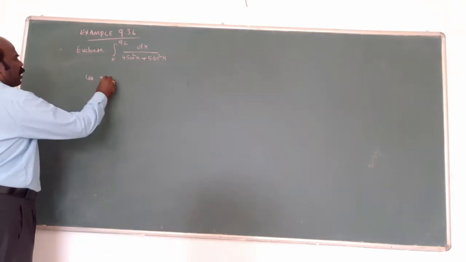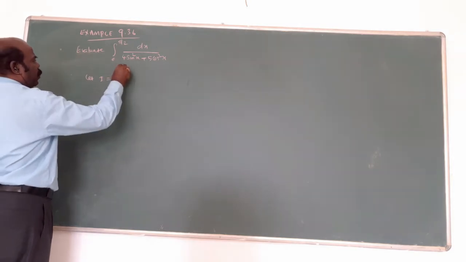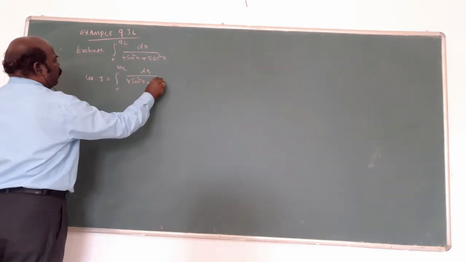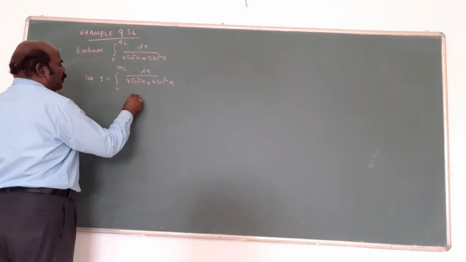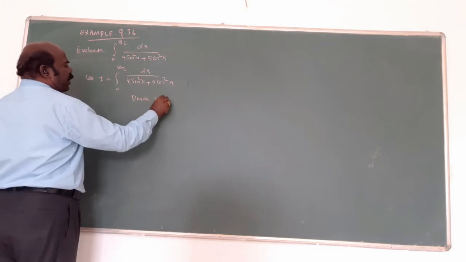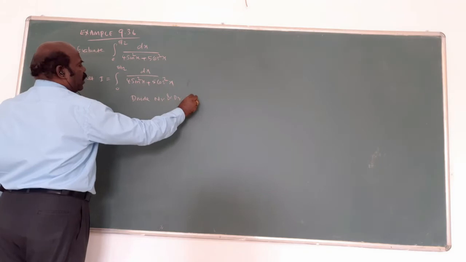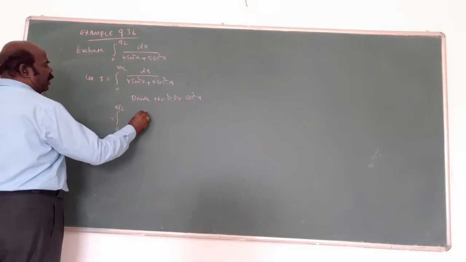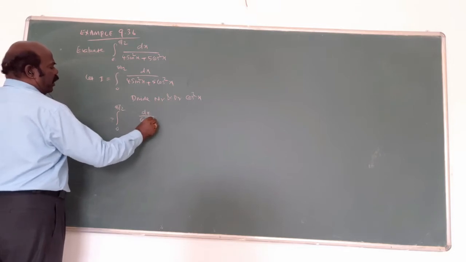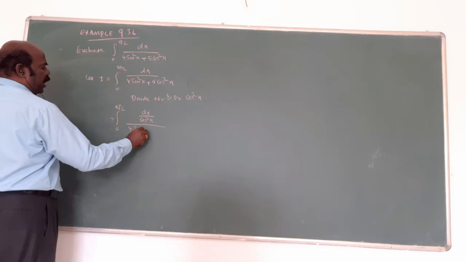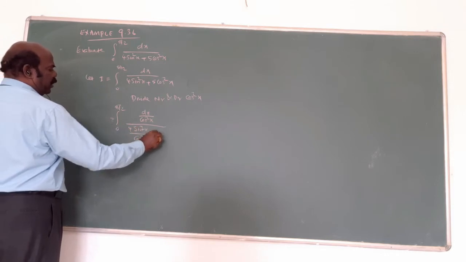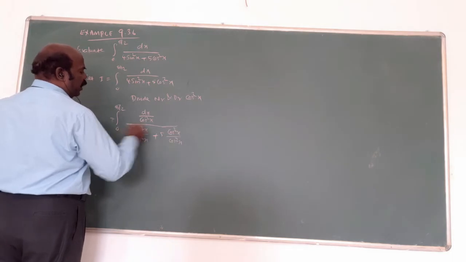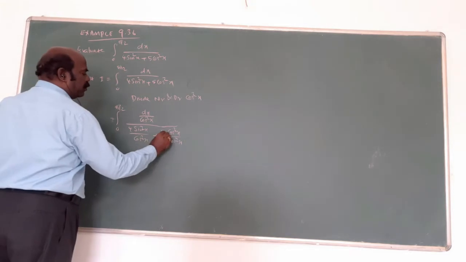First let us assume the given question be I, integral from 0 to pi by 2 of dx by 4 sin square x plus 5 cos square x. Now divide numerator and denominator by cos square x. In the numerator, dx by cos square x. In the denominator, 4 sin square x by cos square x plus 5 into cos square x by cos square x. Am I right?